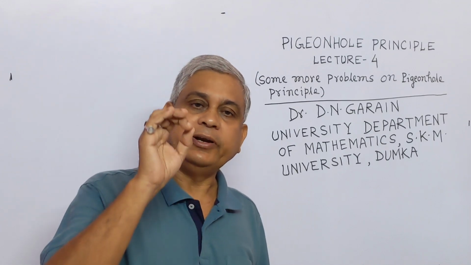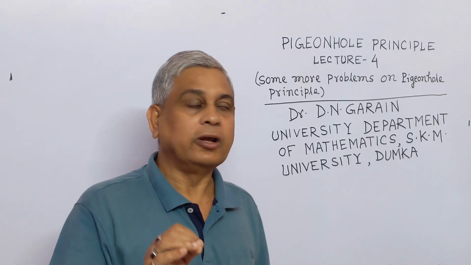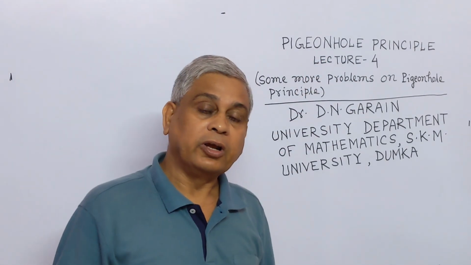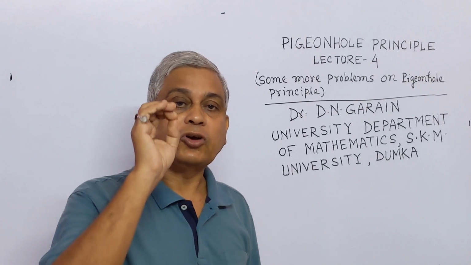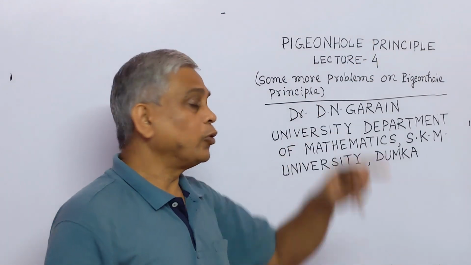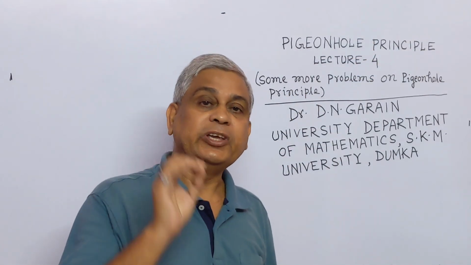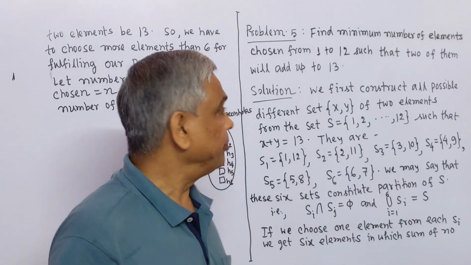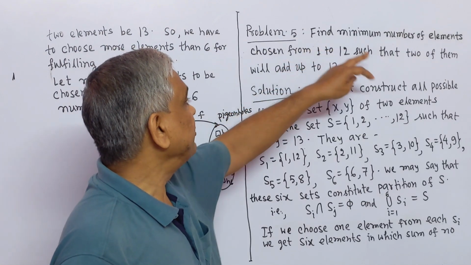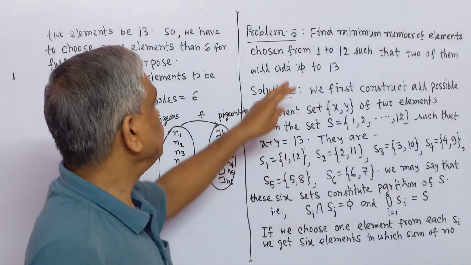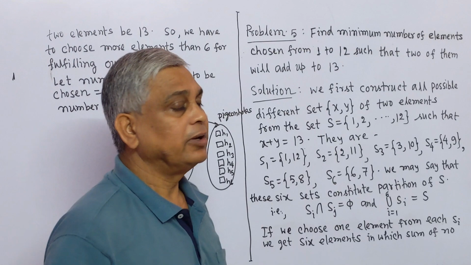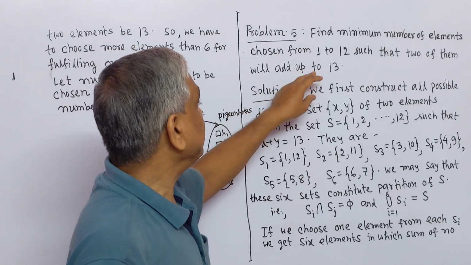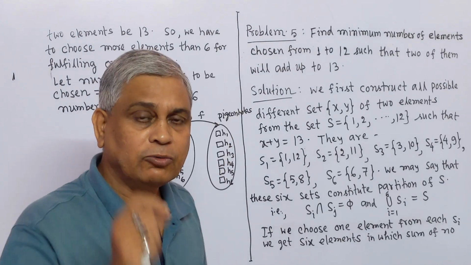Today, I will deliver lecture on Pigeonhole Principle, lecture number 4, in which I will solve some more problems on Pigeonhole Principle. Now, we solve a problem. Problem is find minimum number of elements chosen from 1 to 12 such that 2 of them will add up to 13. Now we solve this.